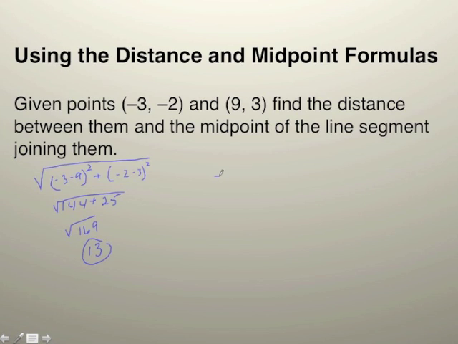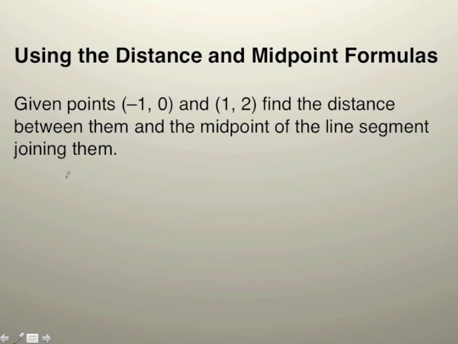For the midpoint, we add the two together. Negative 3 plus 9 divided by 2 gives me my x value. My y value is negative 2 plus 3 divided by 2. So 6 divided by 2 is 3, and negative 2 plus 3 is 1, divided by 2, is 1/2. This is an ordered pair, so make sure you put the parentheses around it.